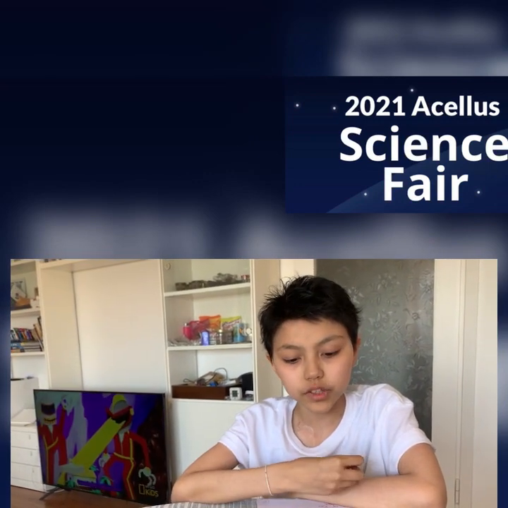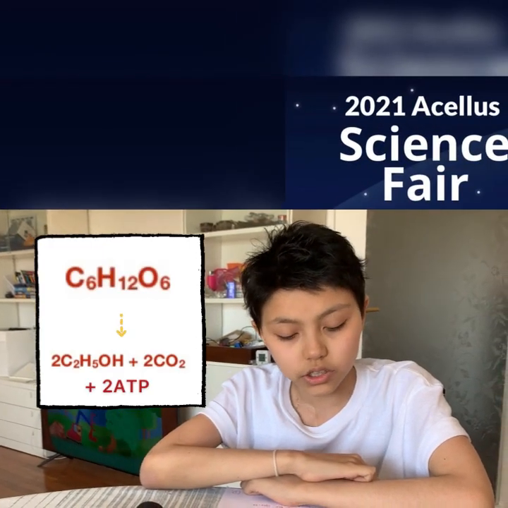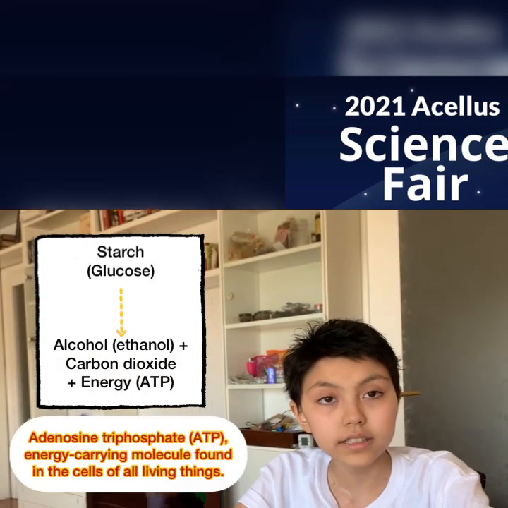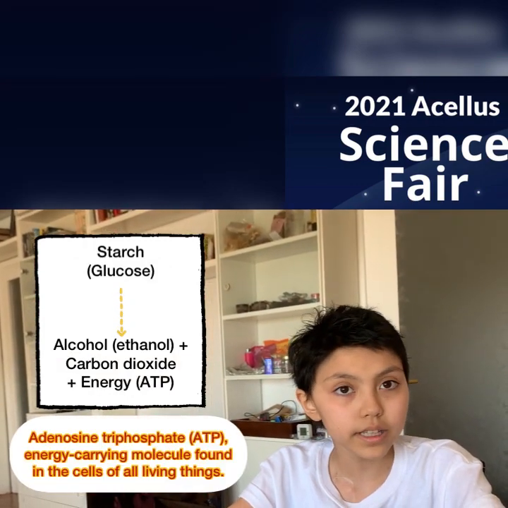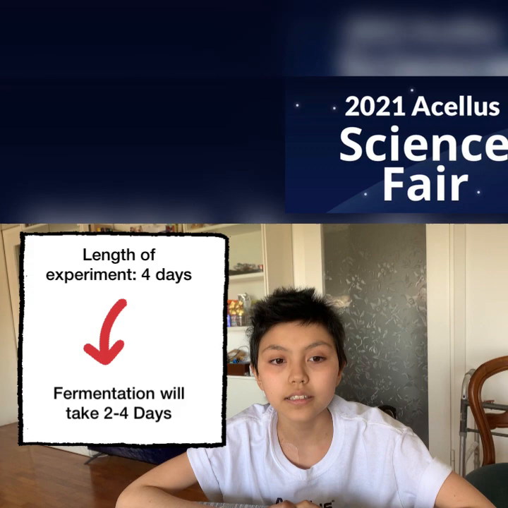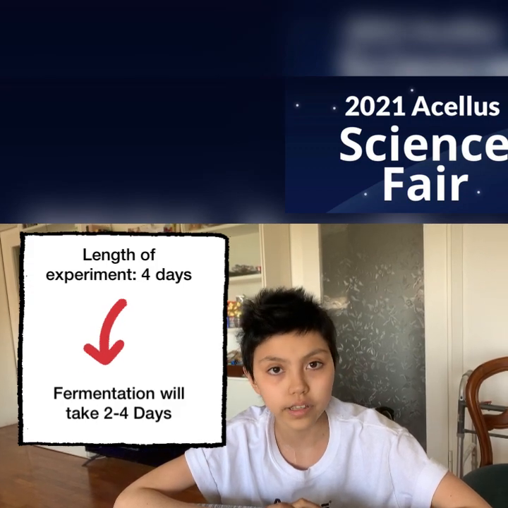For my project, I want to see how to prove the chemical reaction in the Asian method of rice fermentation. In rice fermentation, the sugar in the rice should transform into alcohol, in this case ethanol, carbon dioxide, and energy. This experiment will be done in 4 days, with day 0 as the start of the experiment.